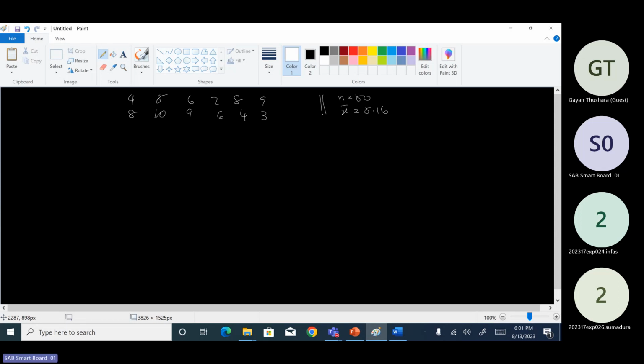So the average of all the 50 students is given. We'll use notation like X bar all, for all the students. X bar all the students given is 5.16. Now we are given this data, that is students who passed.